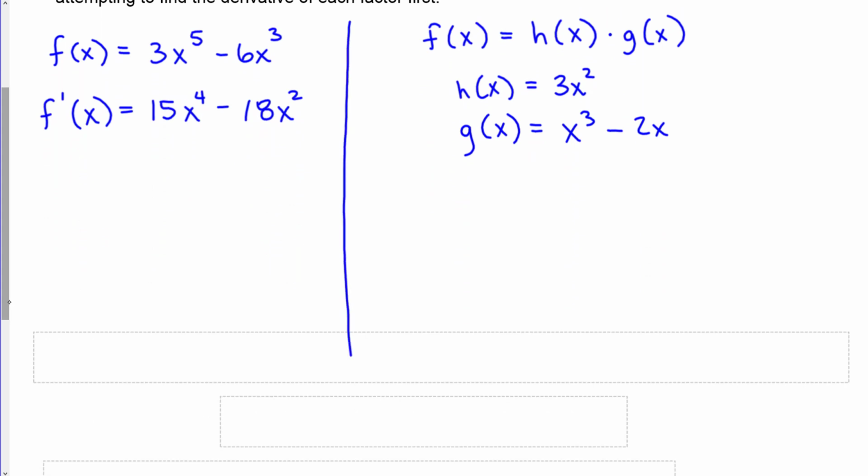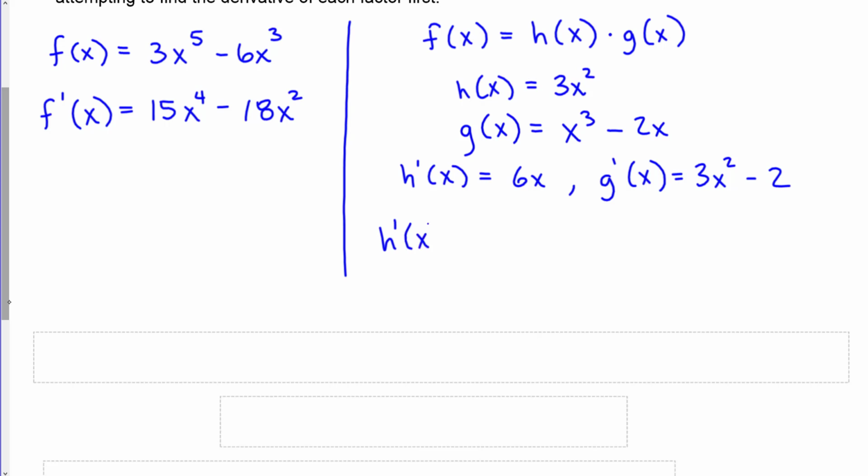So let me separate my real answer from what I'm going to get over here. So h prime of x would clearly be 6x. G prime of x, using the power rule, would be 3x squared minus 2. Now, if f prime of x were the product of these derivatives, then we could look at h prime of x times g prime of x. That would be 6x times the quantity 3x squared minus 2.